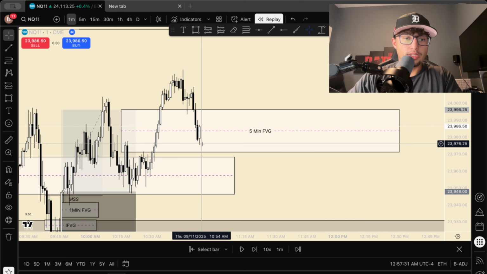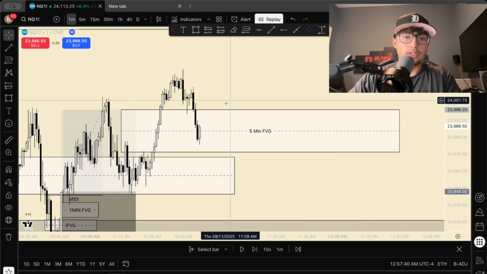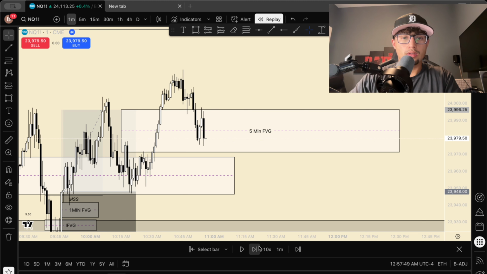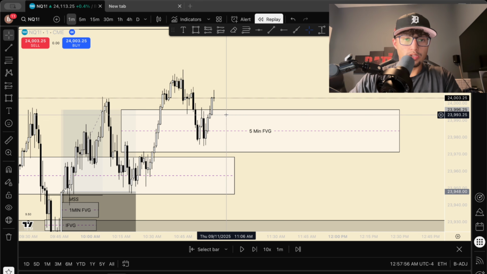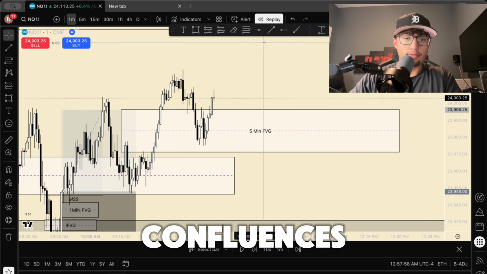and now we are waiting for a confirmation. So now we have a new swing, and what we need to see is this fair value gap get disrespected. Now we have a new swing. We have a fair value gap forward, market structure shift. So let's stack our confluences.